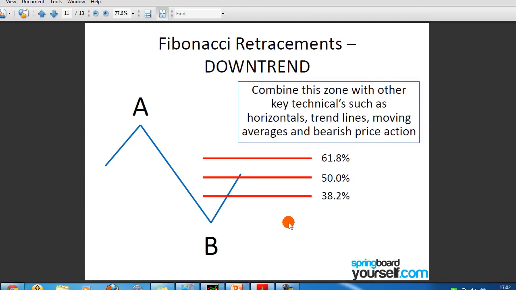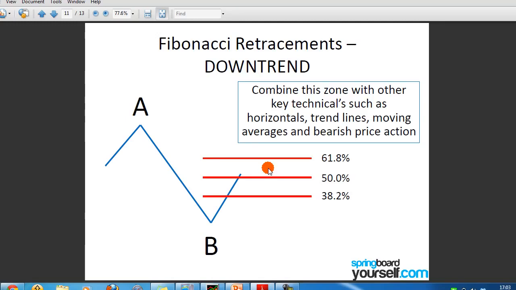So as we see here, these red lines confirm where that trap is, where that zone is. 38% is a very shallow retracement. 61.8% is a very deep retracement, but anywhere in here we want to see the market react and sellers start to come back into the market. If we can combine this with other selling clues or other selling technical factors, such as horizontal levels of resistance, trend lines providing resistance, moving averages providing resistance, and potentially bearish price action confirming that sellers are moving back into the market. So you want to find lots and lots of clues here. It's what I call getting confidence from a confluence of factors. So the more things we can find in this zone, the better.